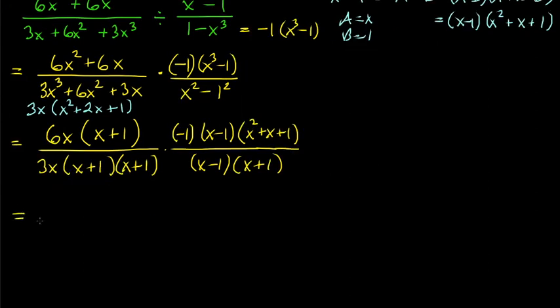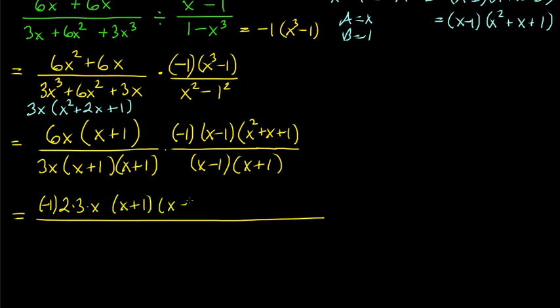Now let's just organize everything here. The 6, of course, is 2 times 3, right, times x. Times a negative 1. So maybe I should put the negative 1 in front here. And then the 2 times 3 times x. And then the other factors are x plus 1, x minus 1, and finally the only trinomial that we cannot factor, x squared plus x plus 1. Again, you can try to factor this, but you won't be able to. It's prime.